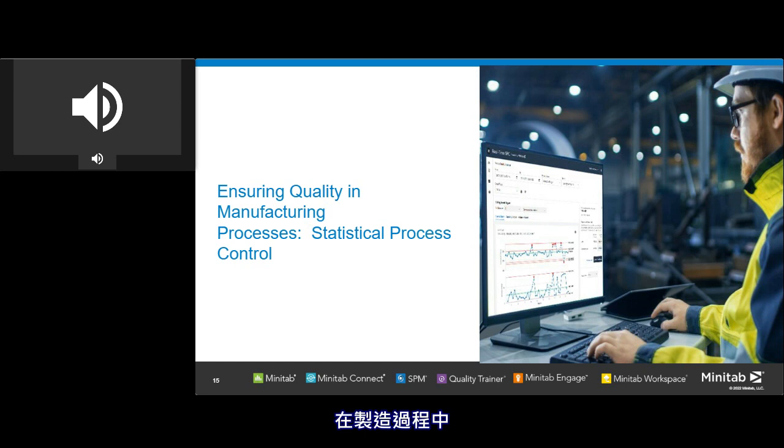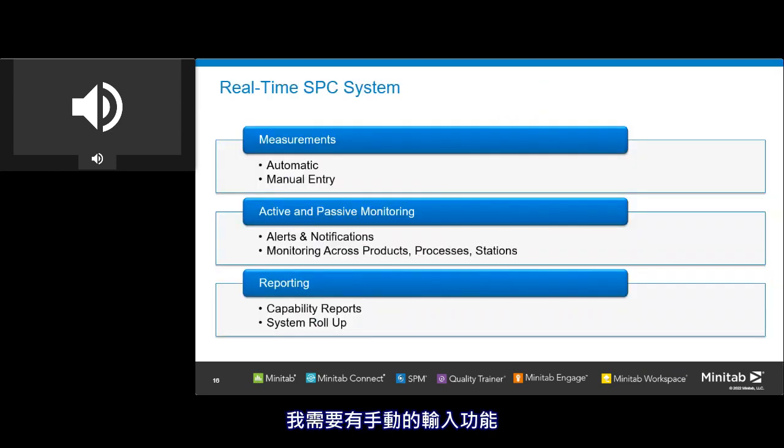From the manufacturing floor, we need to make it easy for operators to enter data. I need to be able to have manual entry, but I also need automatic data entry. More of us than ever have systems where the data is automatically being collected and put into some system, and I want to be able to leverage that data to track the quality over time of that system.